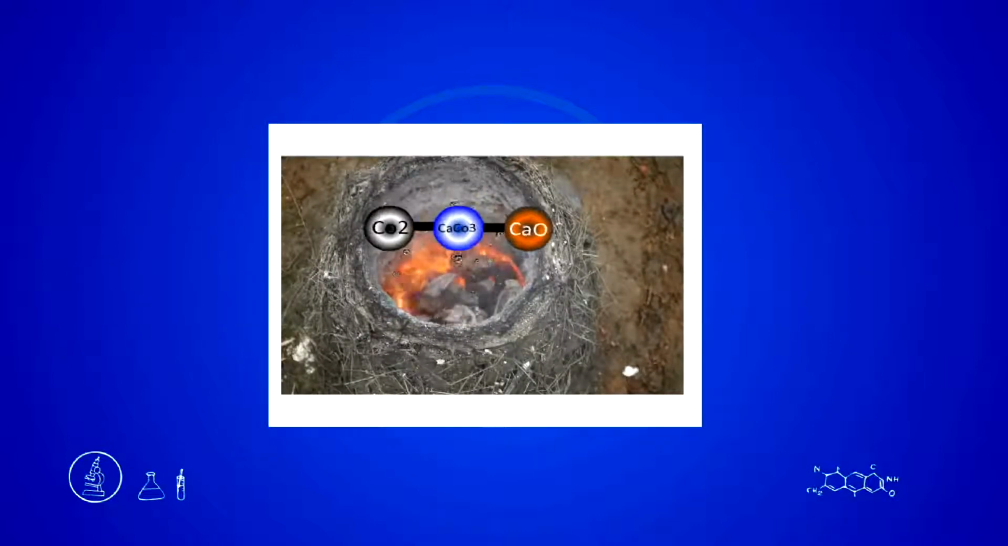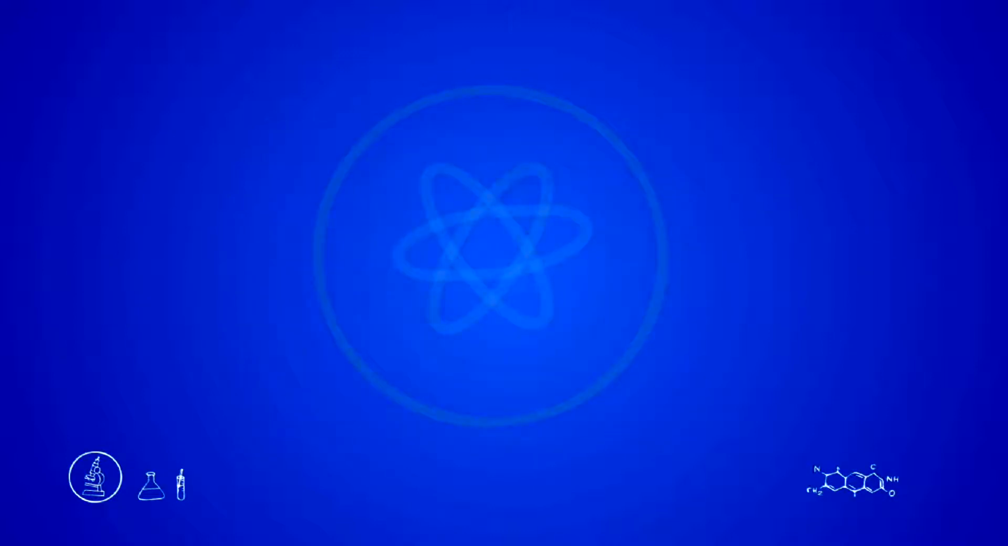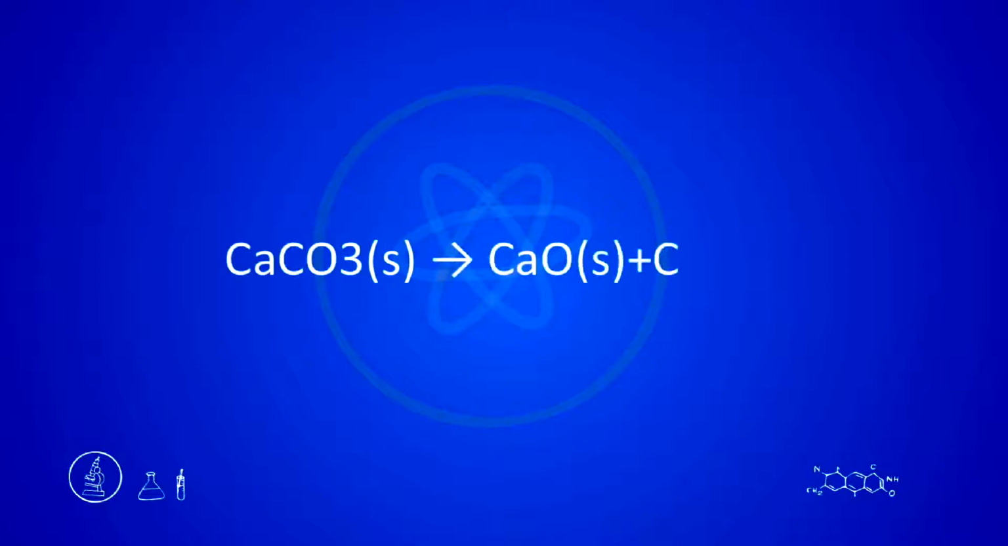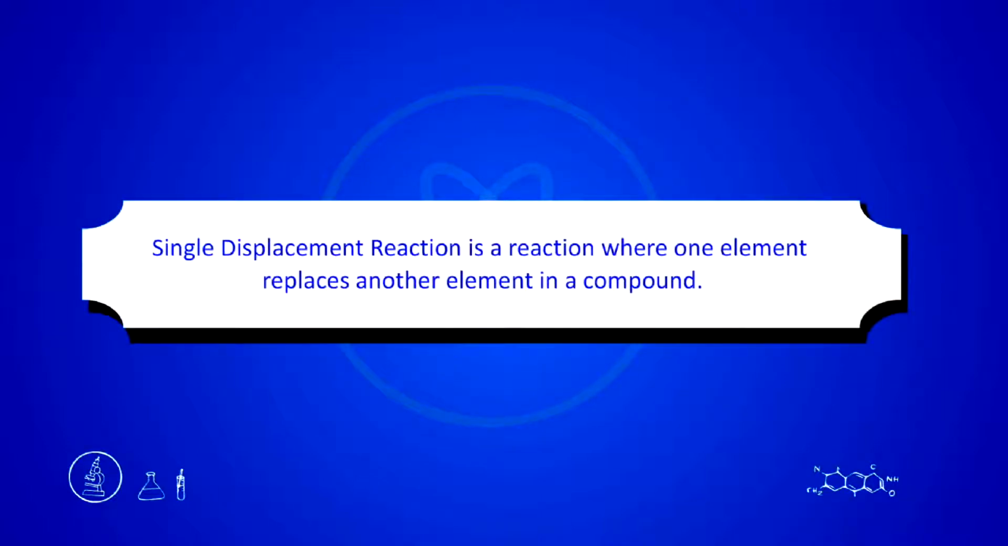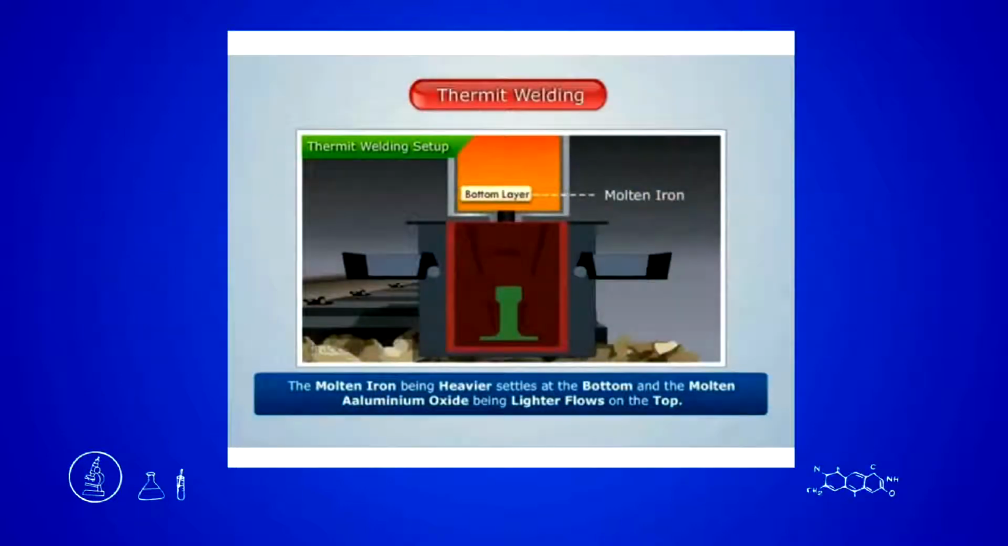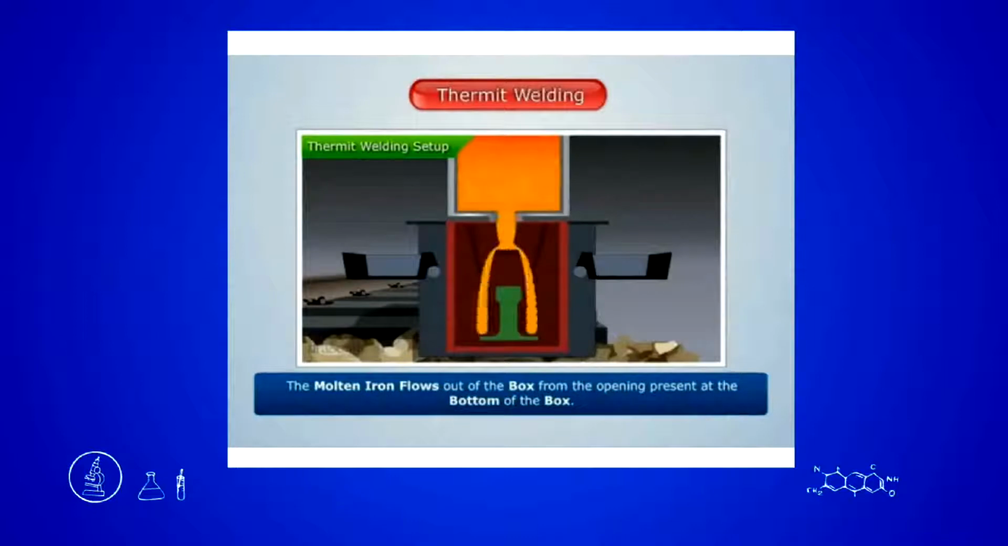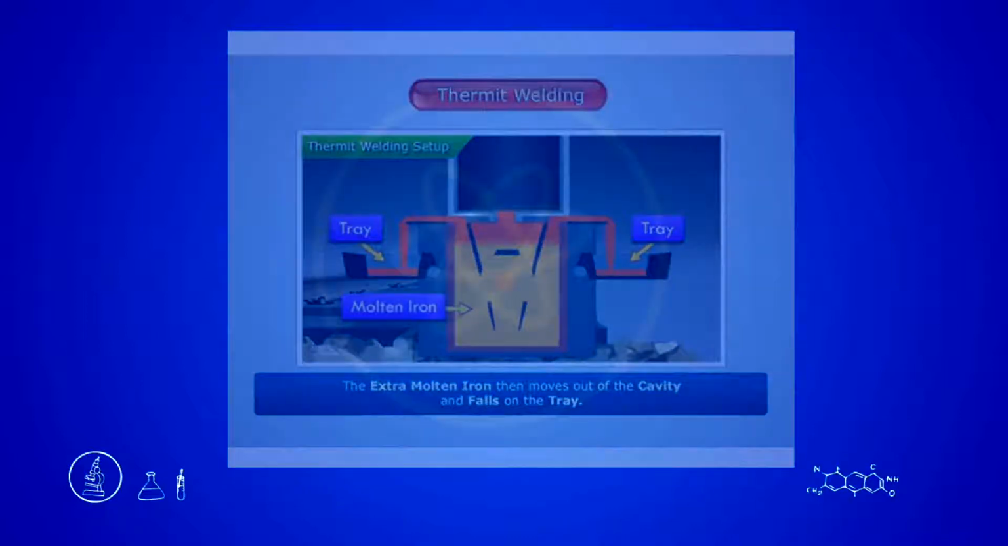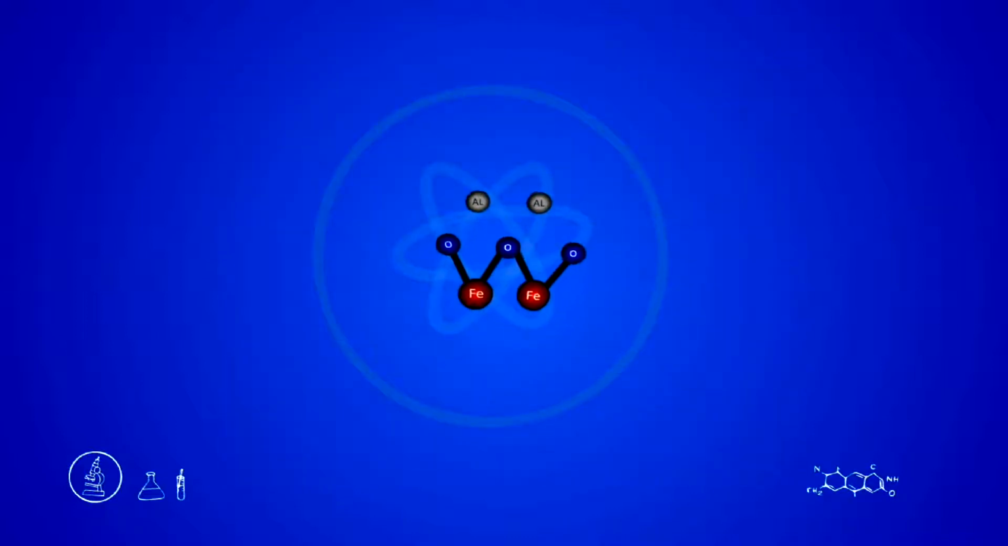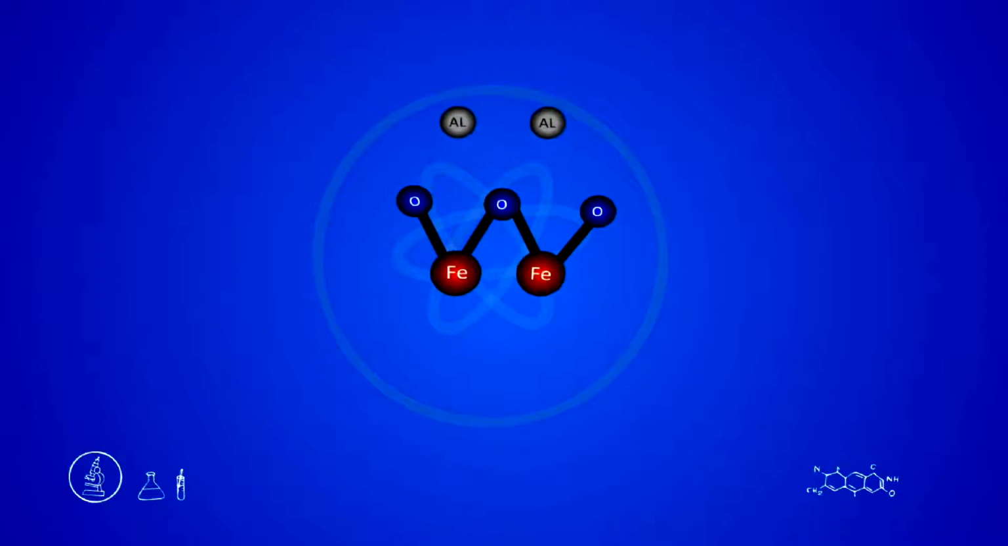The reaction can be represented as follows: CaCO3(s) → CaO(s) + CO2(g). Single displacement reaction is a reaction where one element replaces another element in a compound. For example, in thermite welding, molten iron produced due to the reaction between ferric oxide Fe2O3 and aluminium, Al, is used to weld railway tracks.